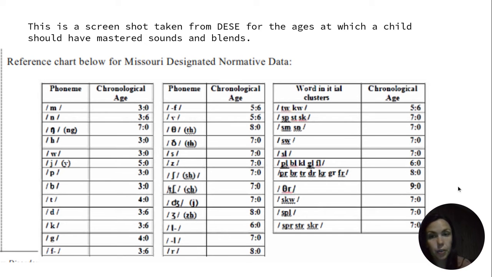You can go through and see by the time they are 3, they should have M mastered, about 3.5 in, you go in, there's some blends, TH by 8, SH by 7, and you can give or take some time. It doesn't have to be right when they turn 7, or it could be any time within that year.